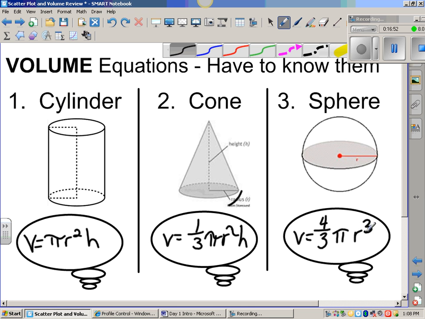You have to know it. It's the only one that's cubed. The other 2 are squared. It's a must. I'm not giving you the equations. You have to know them. Please, please, please memorize those.